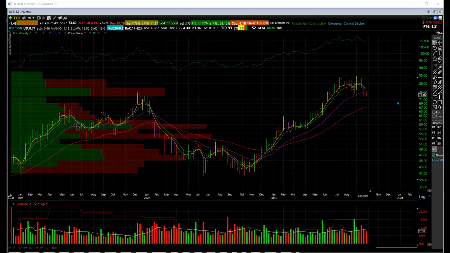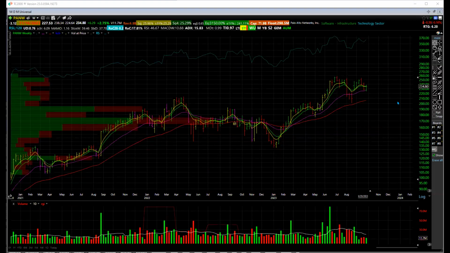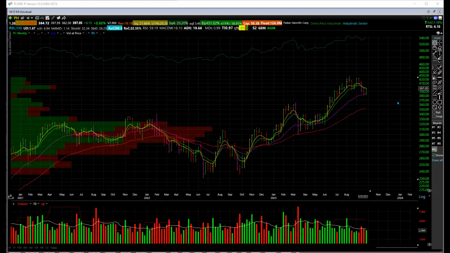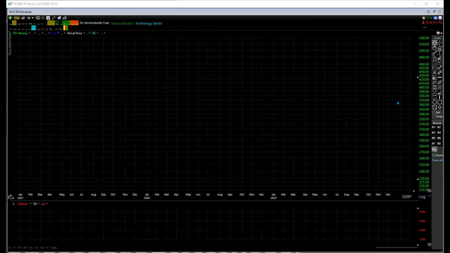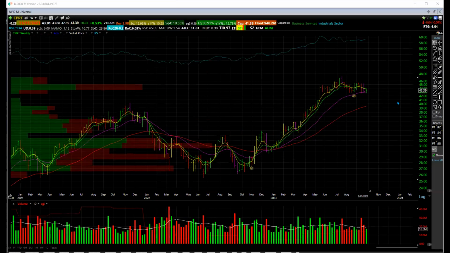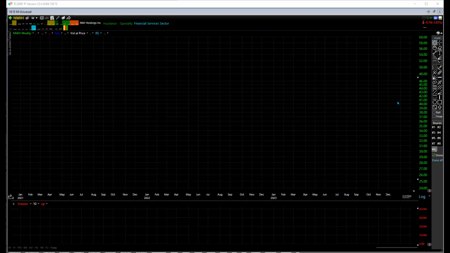Toll Brothers, again, this could be a little erratic, could be the beginning of a short-term downtrend. Palo Alto, this one found support. It's been a bit erratic. Earnings did save it a little bit, so potentially it could offer a breakout. Parker Hannifin, similar pattern. A lot of these look like they have a double bottom feel to them. And there's another one, as is Copart.